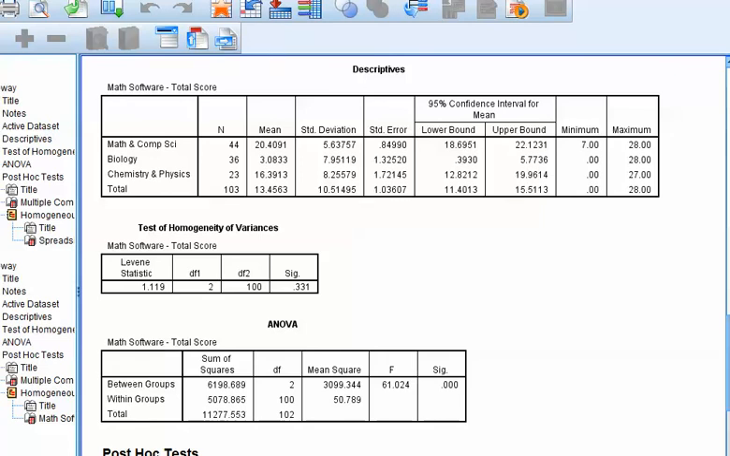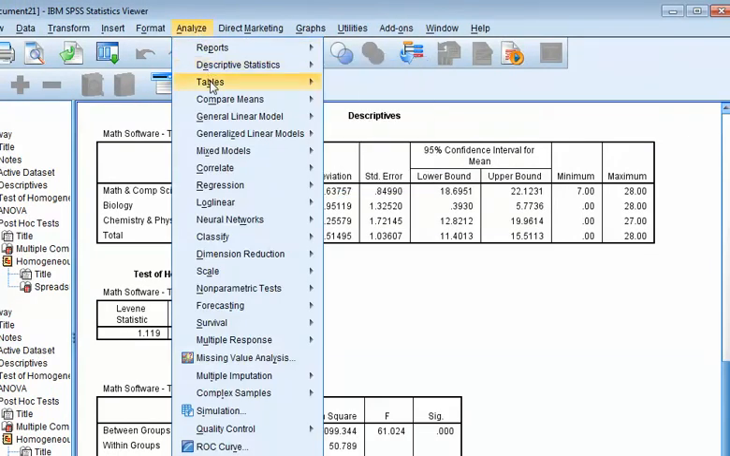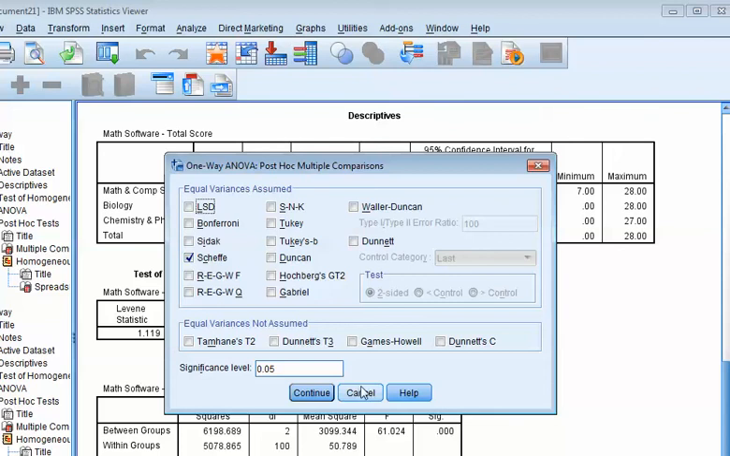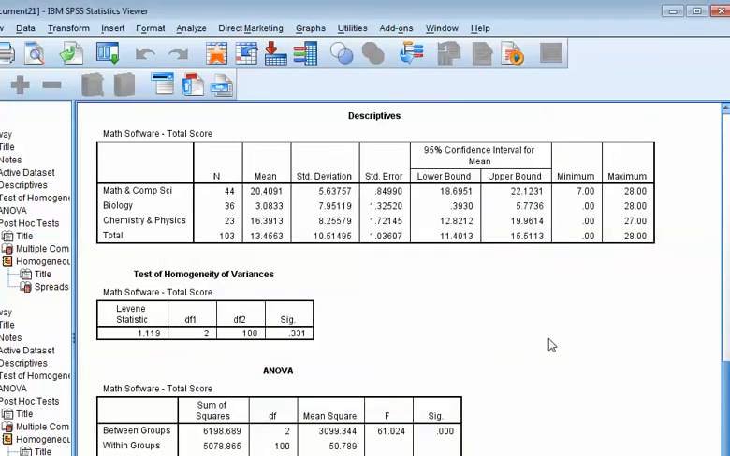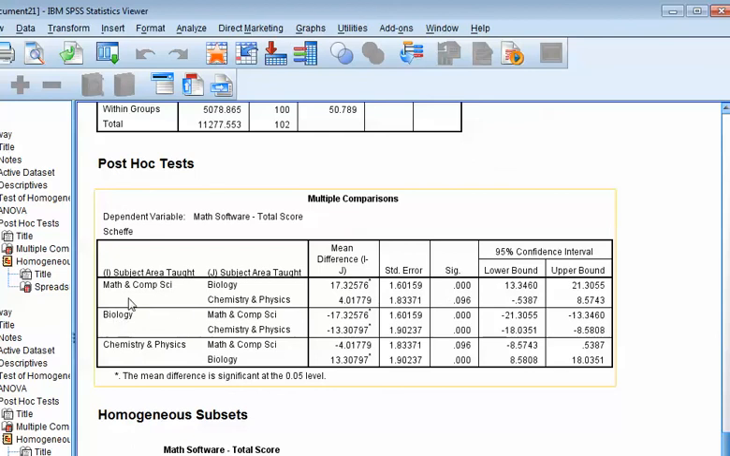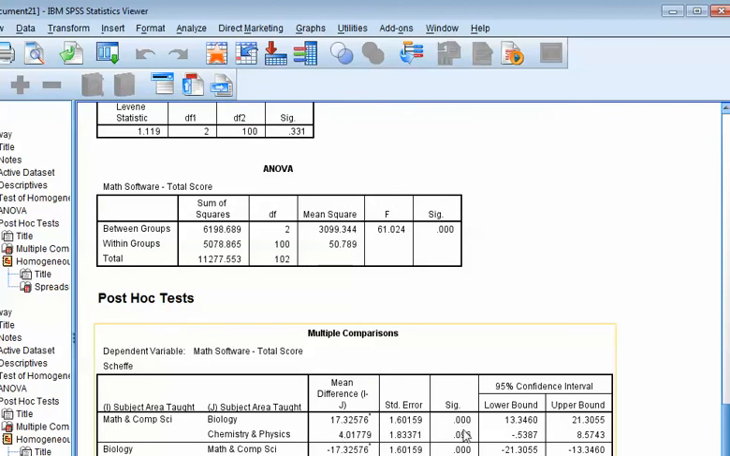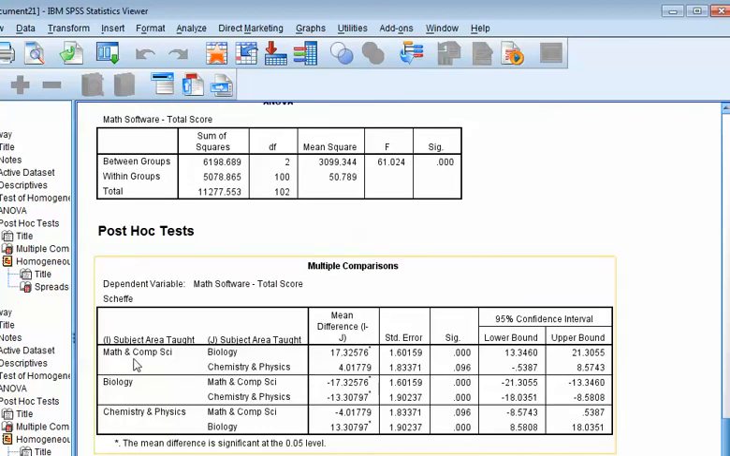You remember when I clicked up here, I clicked on Analyze, Compare Means, One-Way ANOVA, I clicked Post-hoc, and then Tukey. Well, that Tukey is a post-hoc analysis, and it compares the groups. First of all, it's going to compare the math and computer science group to biology. It says there's a mean difference of 17, which is just 20 minus 3, which is 17. And here's the p-value, the significance value. Well, p is definitely less than 0.05. In fact, it's less than 0.001. So we know there's a significant difference between math and the biology group.